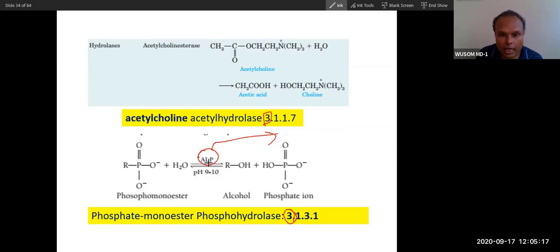So this is alkaline phosphatase, a very important enzyme. It breaks the phosphate bond from organic compounds utilizing water, acts in alkaline conditions, and is present in bone.